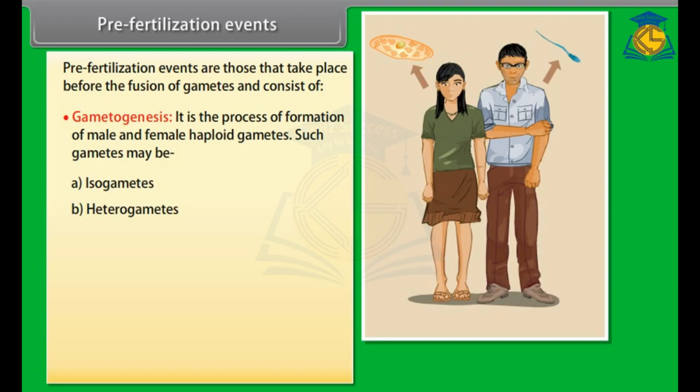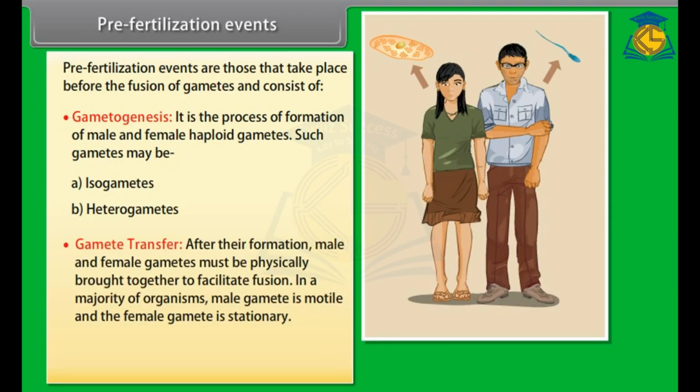Gamete transfer. After their formation, male and female gametes must be physically brought together to facilitate fusion. In a majority of organisms, male gamete is motile and the female gamete is stationary. In plants, gamete transfer occurs by the process of pollination.